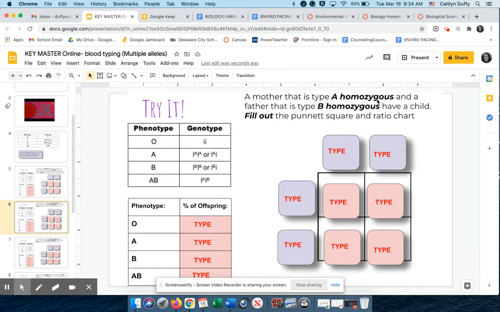I told you she was homozygous. So she is definitely going to be big I^A, big I^A. Dad is homozygous for B. So he's going to be big I^B, big I^B.